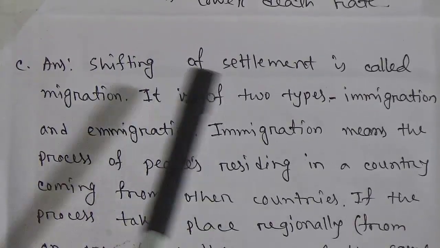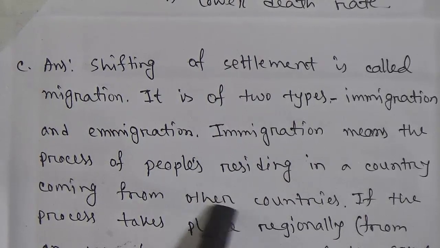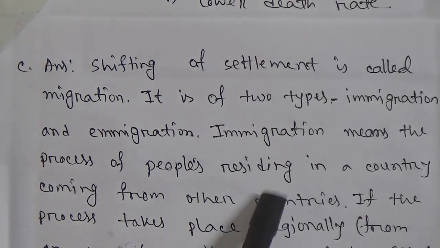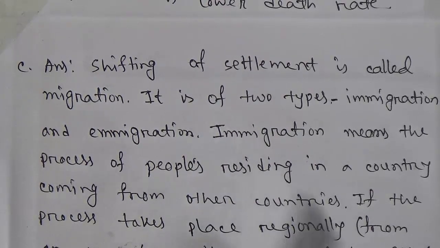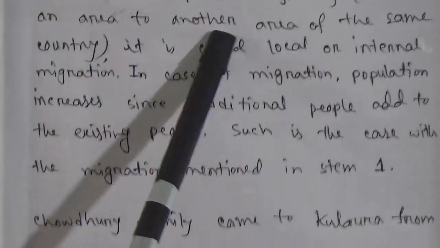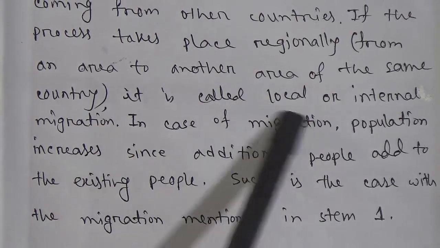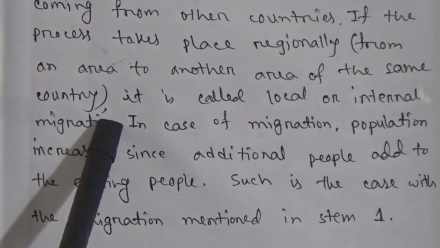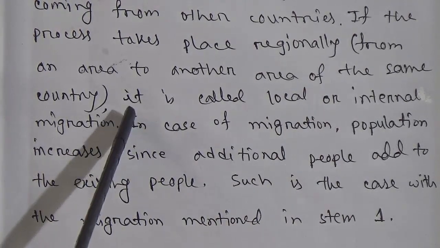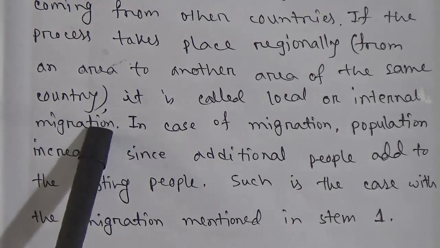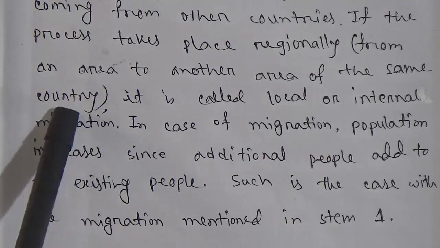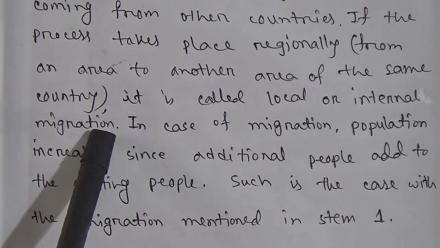That means if people are coming to our country, changing their residence to another country, that is actually immigration for Bangladesh. If the process takes place regionally from an area to another area of the same country, it is called local or internal migration. That means if people are changing their residence from Chittagong to Dhaka or Bandarban to Dhaka, that will be internal or local migration.